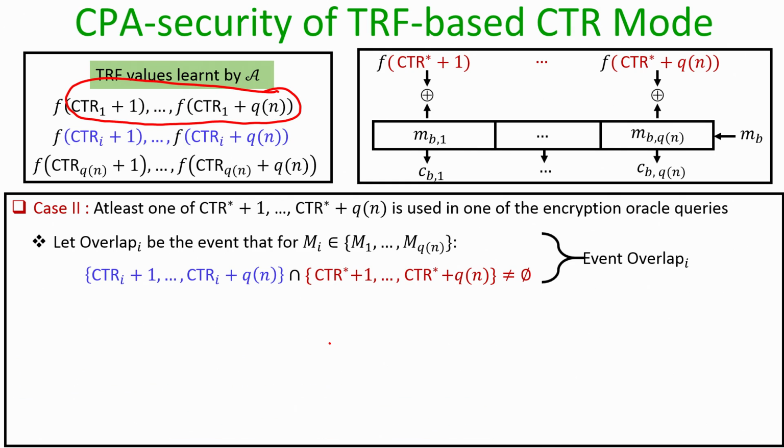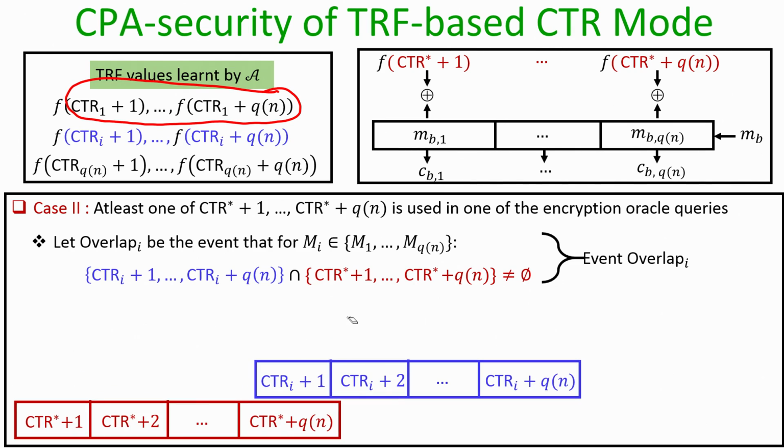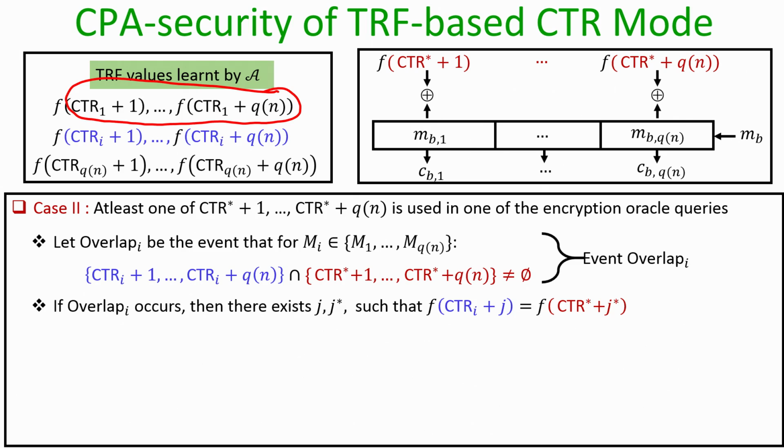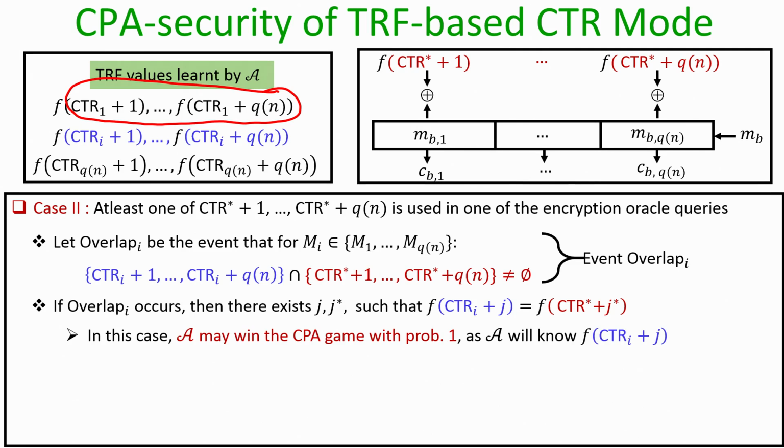That could be one way in which overlap can occur. Continuing like this, if I analyze, another way in which overlap I could occur is that the first counter value which is used to encrypt the first block of the message mi overlaps with, or is the same as, the counter value which is used to encrypt the last block of my challenge plaintext mb. So, these are the various ways in which the overlap I event can occur. Let us understand the consequence of each of these cases.